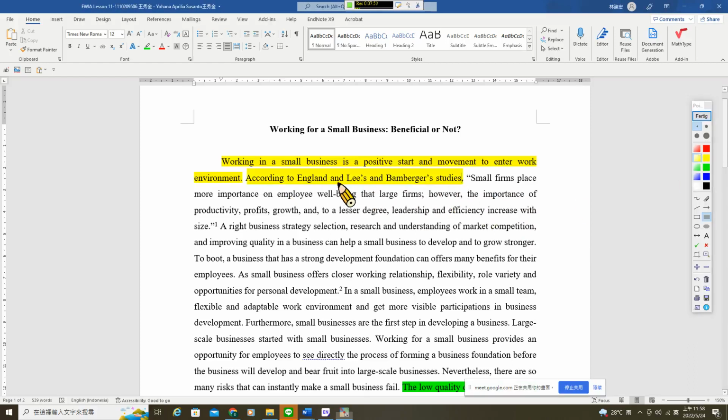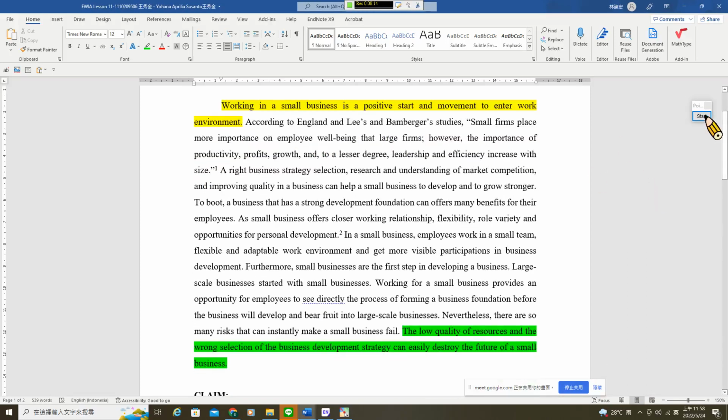So what do England and Lee's study and Bamberger's study say about small firms? You have to find it out, instead of just using another person's direct quote to refer to these two. It's wrong. Okay, so let's look here. We need to mark the boundary. So this is the beginning, and this is the ending. Fine. But number two, there is some problem.